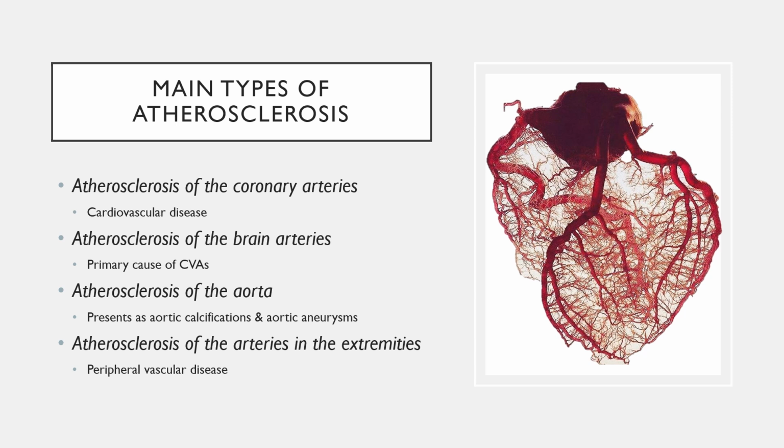Cerebrovascular disease, which affects arteries supplying the brain and leads to conditions like stroke or transient ischemic attacks, or TIAs. Peripheral vascular disease, which affects arteries outside the heart and brain, typically in the legs, causes reduced blood flow, claudication, and potential complications like ulcers and gangrene.